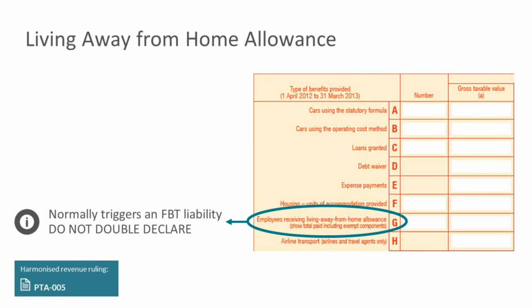A living away from home allowance paid to employees will trigger a liability for fringe benefits tax, as you can see from the extract of the FBT return on screen. This allowance type will therefore be included as part of the fringe benefits amount declared in your payroll tax return. It is important that this amount is not also included as part of the allowances section of the payroll tax return, as this results in a double declaration.